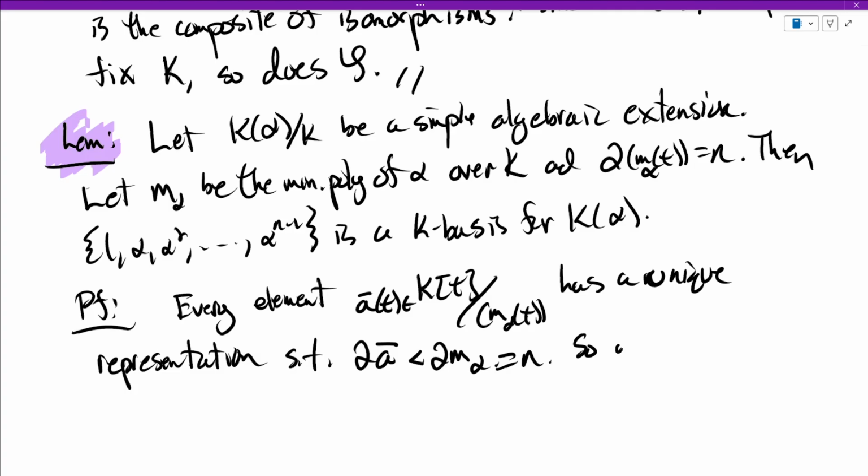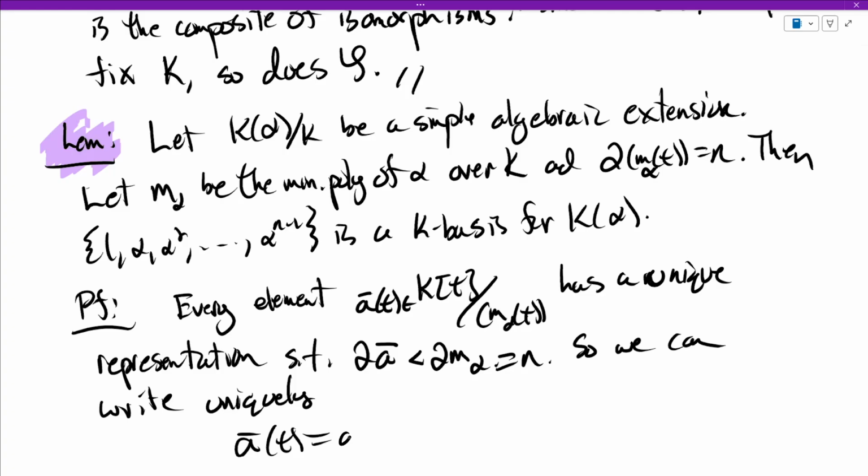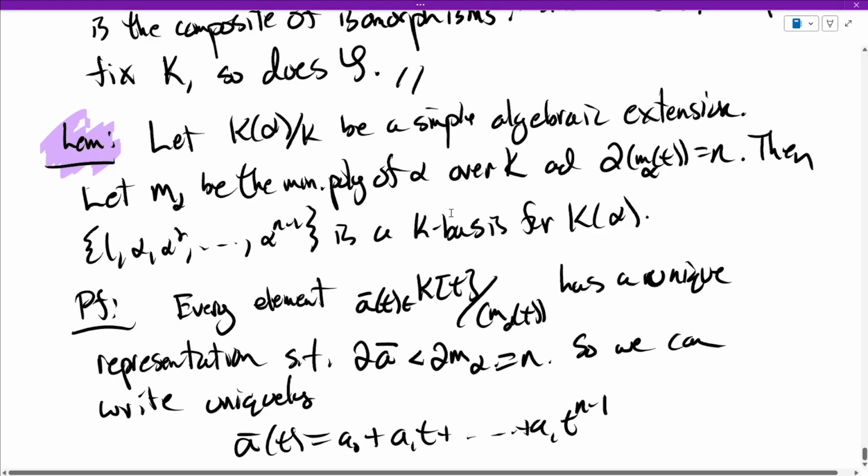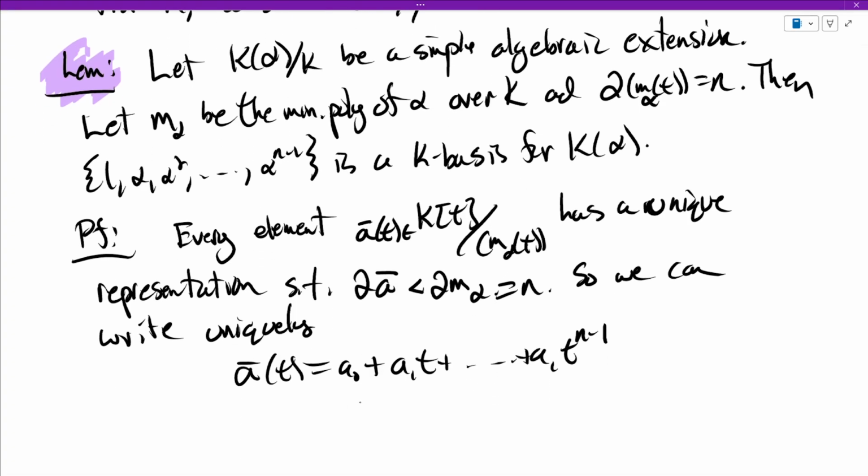So we can express uniquely a bar as some a0 plus a1t plus up to a_{n-1} t to the n minus 1. It has to be n minus 1 because it's degree less than n. Always degree less than n. There's n terms here though, so keep that in mind. So not a1, a n minus 1. My bad. All right.